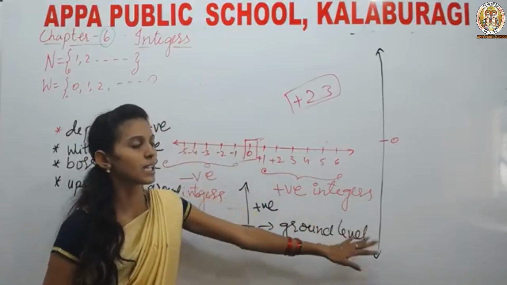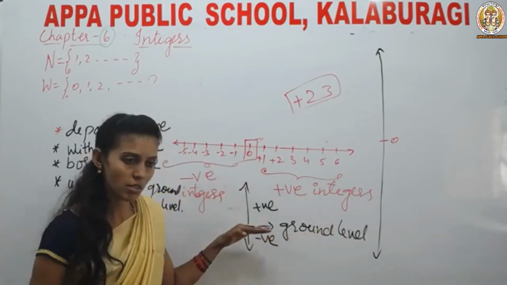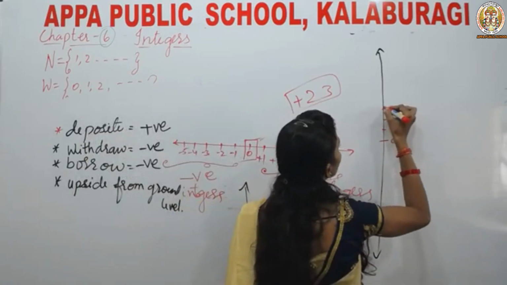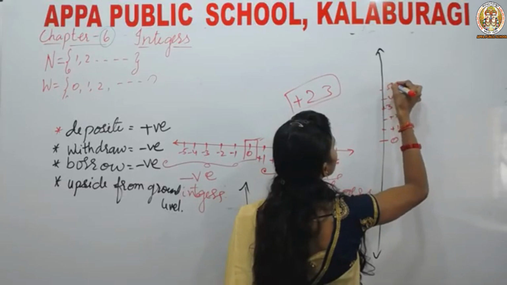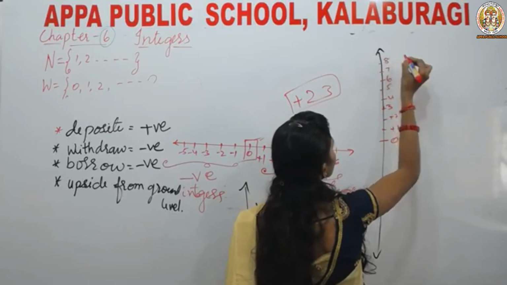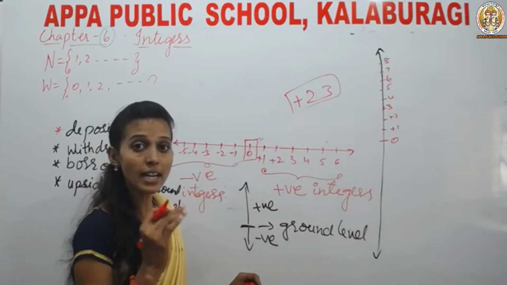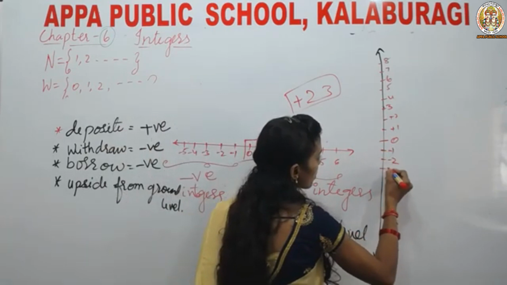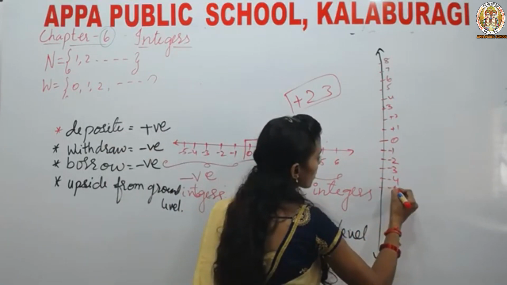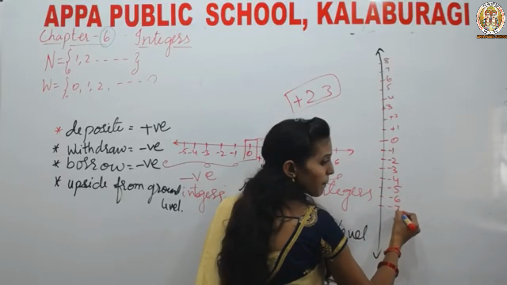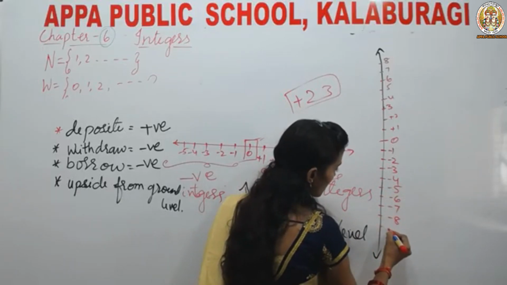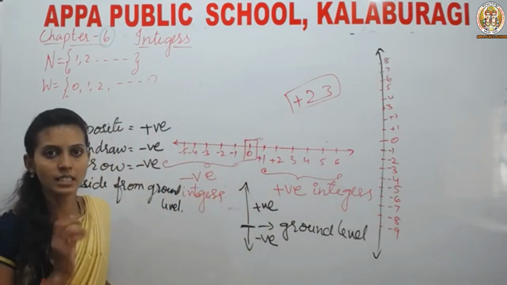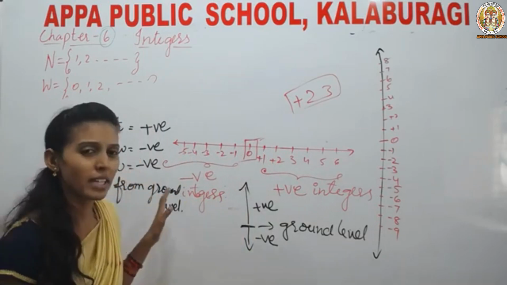Using this, 0 is ground level. So upside positive, downside negative. So +1, +2, +3, +4, +5, +6, +7, +8. Downside negatives start again from -1. -1, -2, -3, -4, -5, -6, -7, -8, -9. Right? Did you get it? Like this, we may get still more.